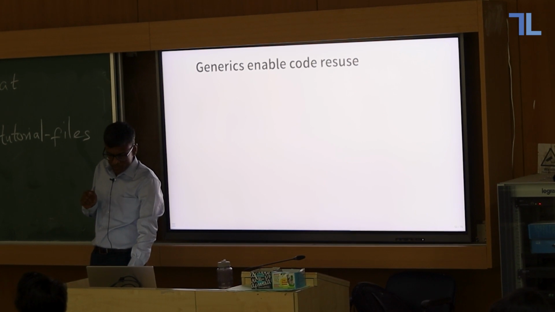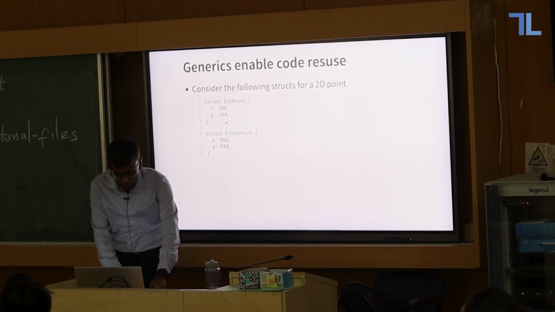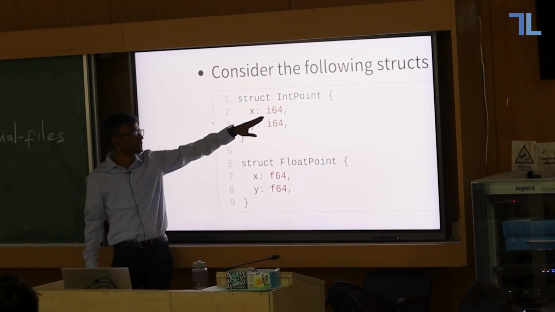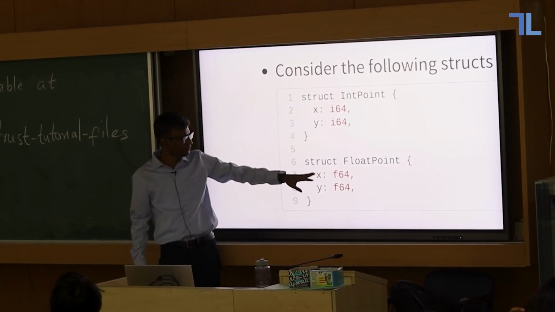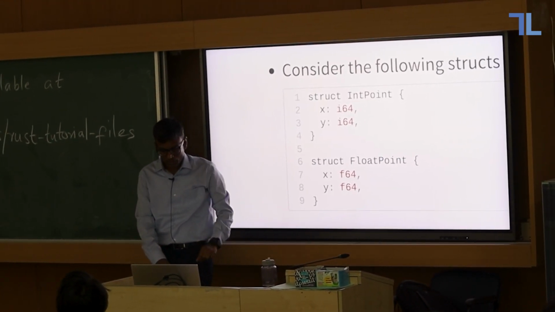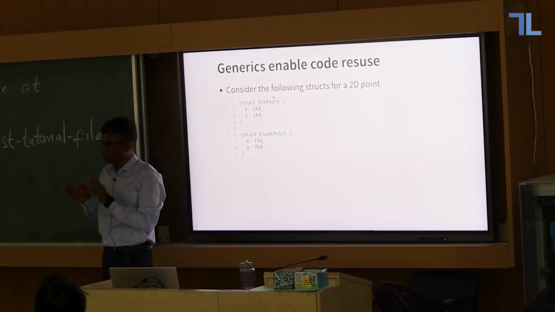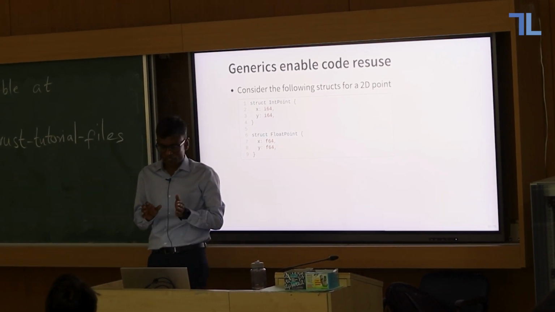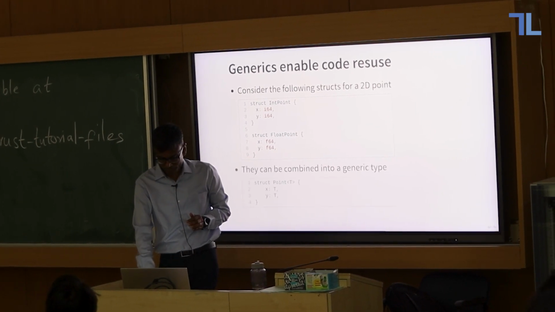So generic types: suppose you have these two structures for a 2D point, with x and y coordinates. I have an integer point and a floating point. The integer point has signed 64-bit integers x and y. Here it is 64-bit floating point. Now if I were to write functions for this, many of the functions may have the same structure. So can I somehow write a function once and use it for many points of this form?